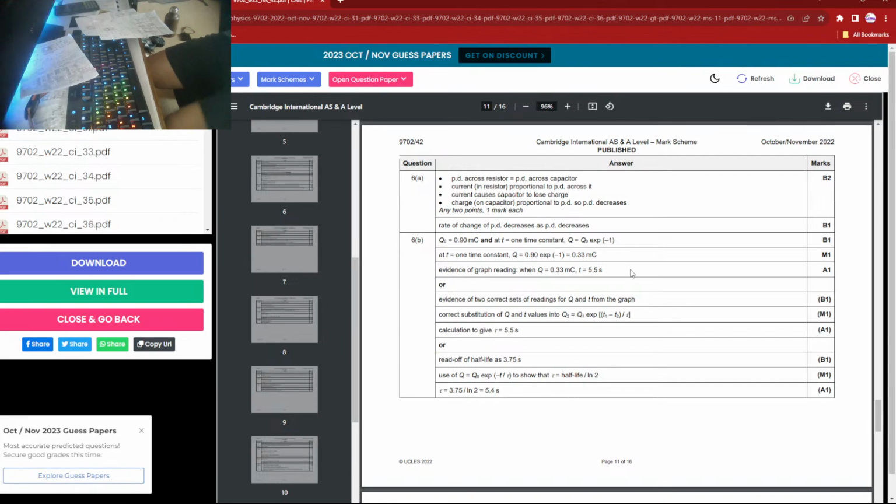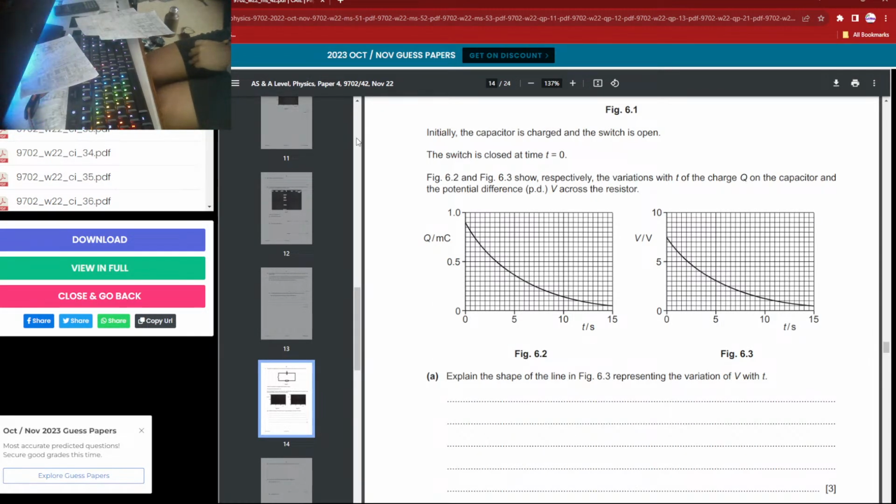So you're trying to find the time at which it's at the same time as the time constant. That's the reason why you have exponent -1 here. So you know that your Q naught is 0.9. You're trying to find the amount of charge when it is at the time constant. So you get this one, and from here you just look at the graph and you should get 5.5.